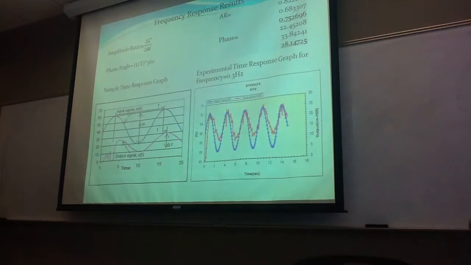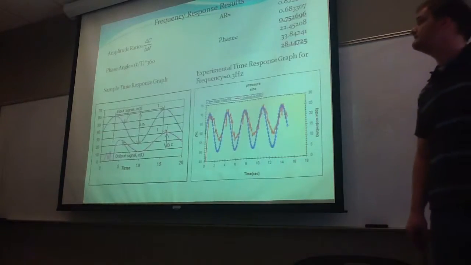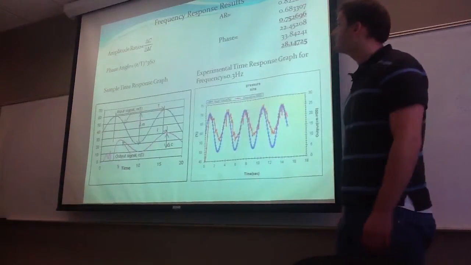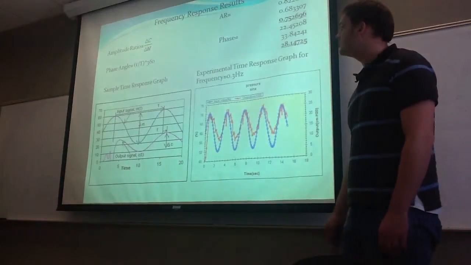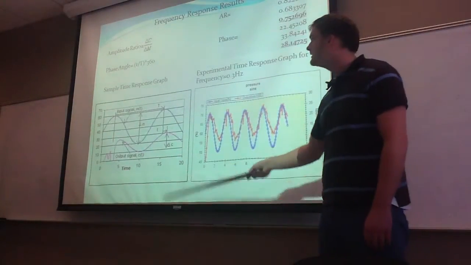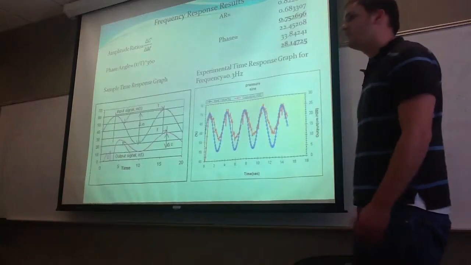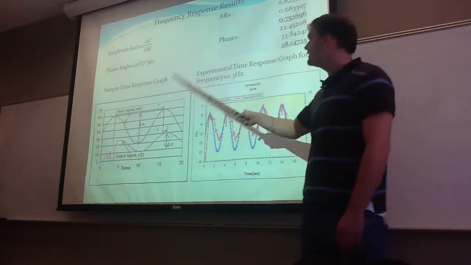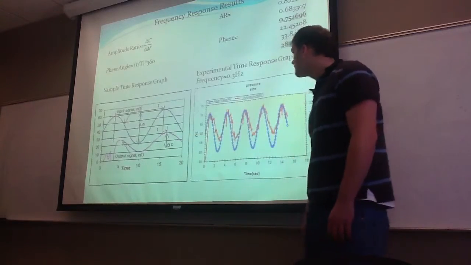These are our frequency response results. The equations for the amplitude ratio and phase angle are seen over there. This graph in the bottom left is an example of a frequency response graph. And there you see where the delta M and delta C were derived from.